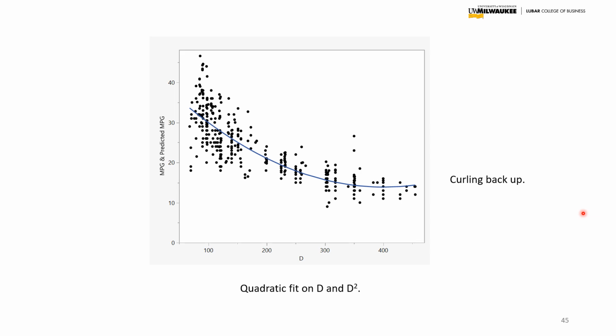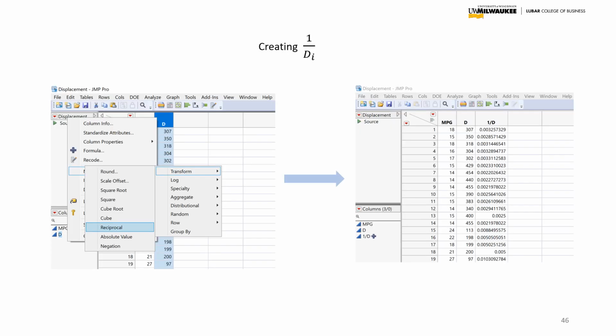Now, how can we model curvature without having curling back up? One way is to not use d squared, but use 1 over d. Let me show you what I mean. Let me show you how to create 1 over d. Now remember, d is the x variable, so I'm creating in general 1 over x. What I do is I highlight the d column, then I go to new formula column. You can't see it here, but then I go to transform and then to reciprocal. This will give us a new column, indeed 1 over d.